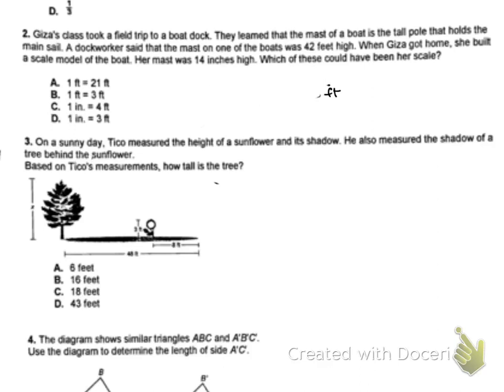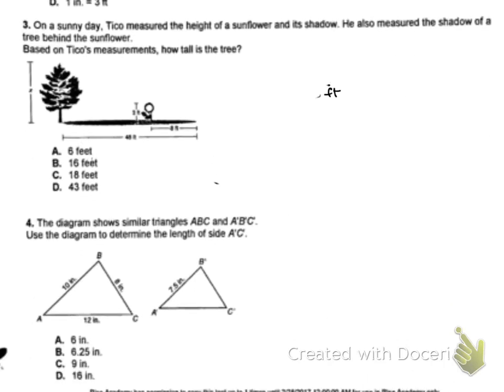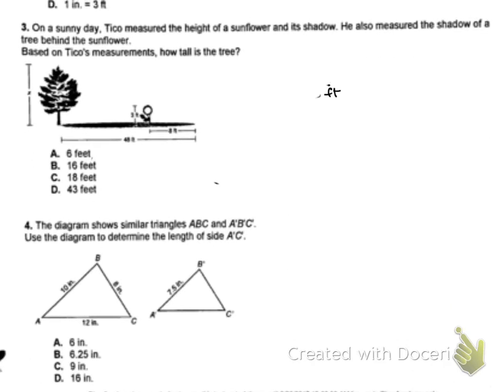Number 3. On a sunny day, Tico measured the height of a sunflower and its shadow. He also measured the shadow of the tree behind the sunflower. Based on Tico's measurements, how tall is the tree?